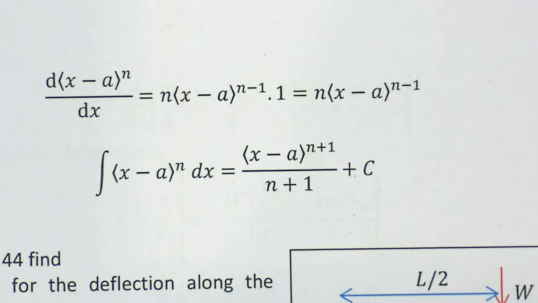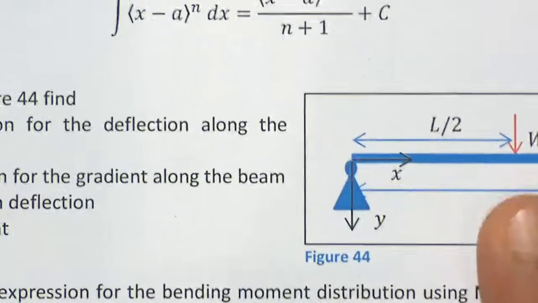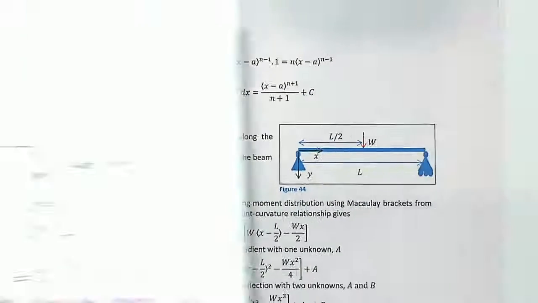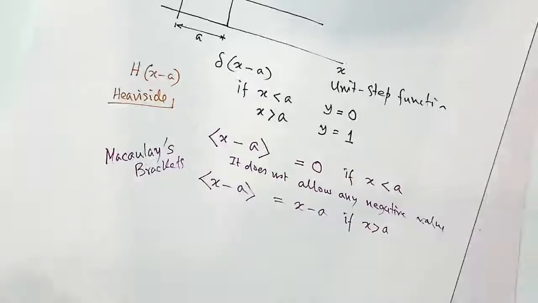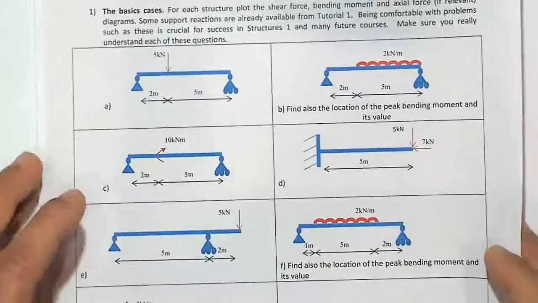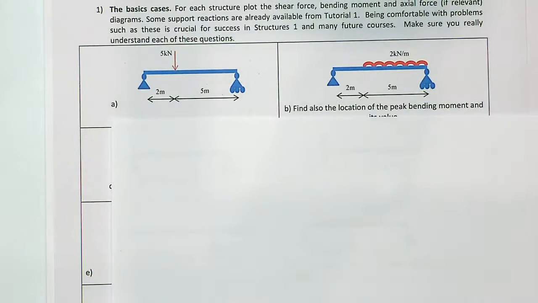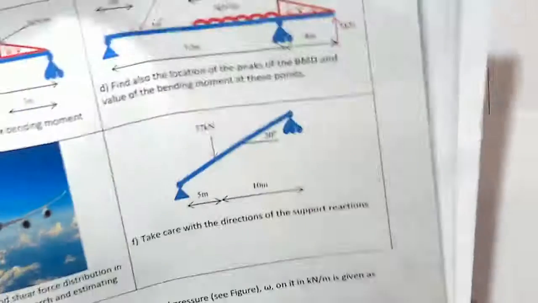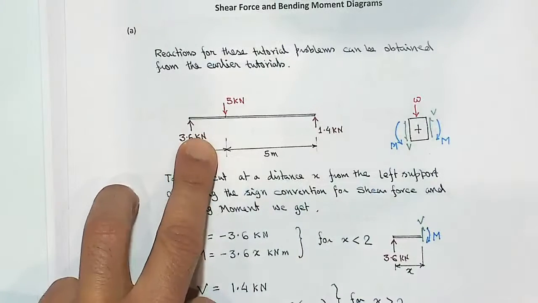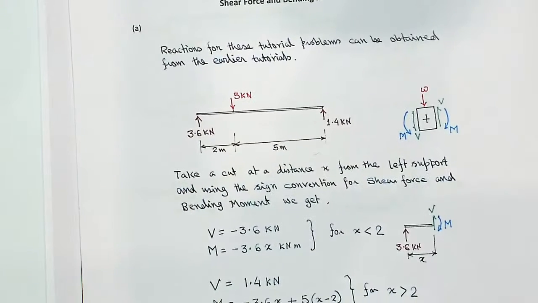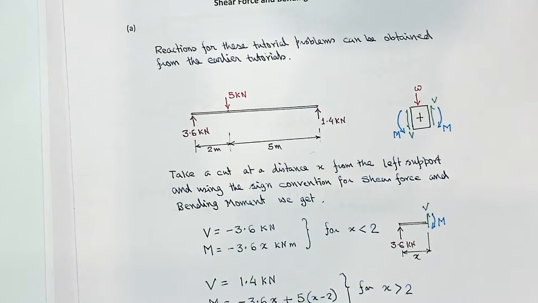Now let's look at, before doing this problem, another problem. Say I want to find out, using Macaulay's method, what the bending moment expressions are in this case. Let me show the solution for that. The reaction forces are 3.6 kilonewton and 1.4 kilonewton in this case.